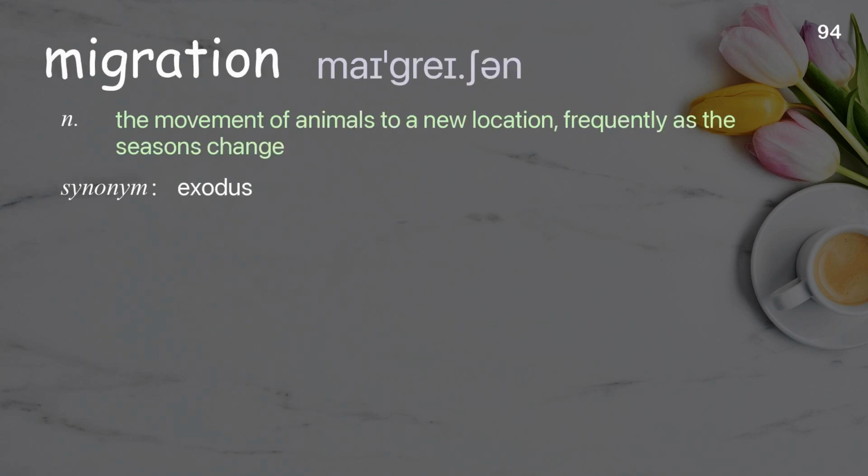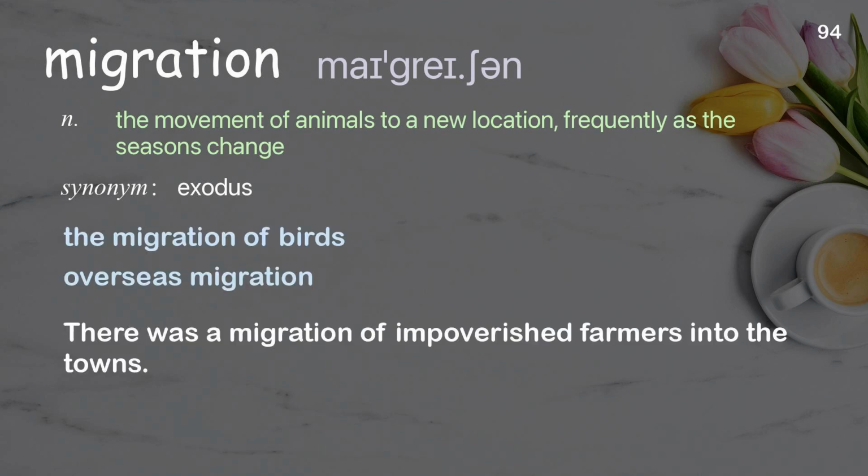Migration. The movement of animals to a new location, frequently as the seasons change. Examples. The migration of birds. Overseas migration. There was a migration of impoverished farmers into the towns.